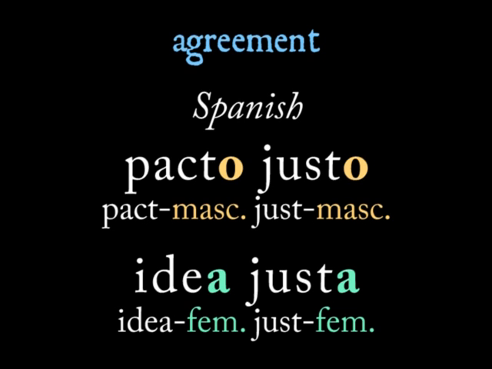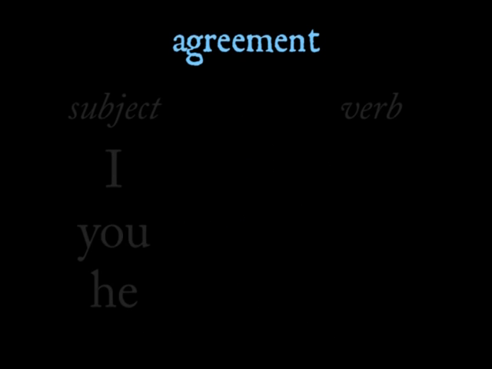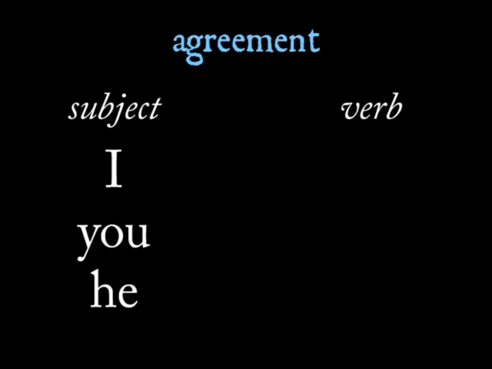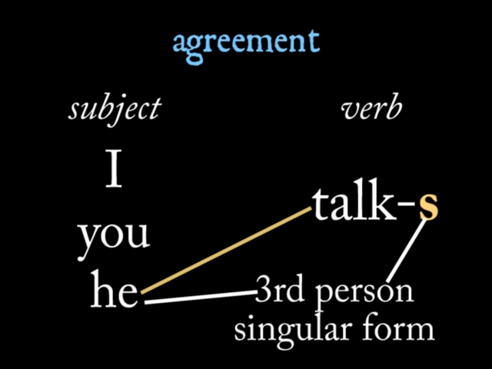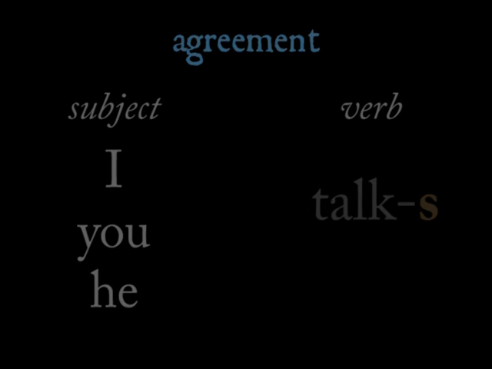The same thing happens in English between subject nouns and verbs. The word talks agrees with he, so we would expect to say he talks, but not I talks or you talks. So talks agrees with the third person singular subject. That's another case of agreement. The verb has to take a third person singular affix to show that it agrees with the third person singular subject. Let's distinguish agreement from government.